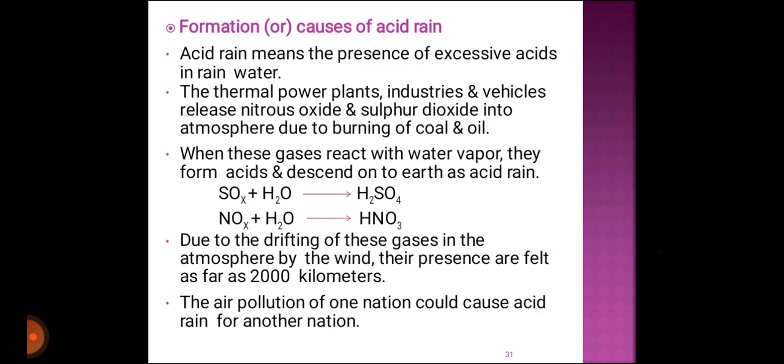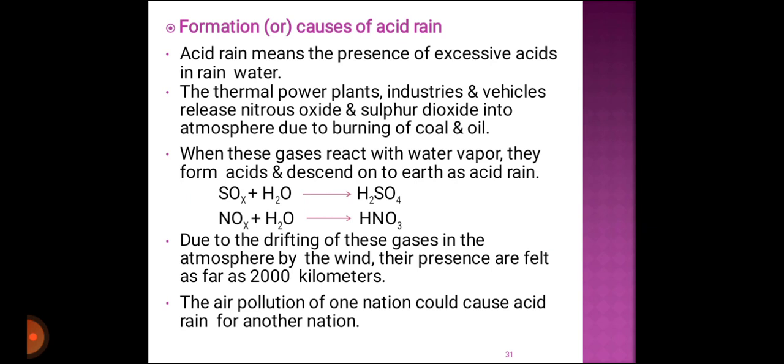For example, SOx reacts with H2O to form H2SO4. Likewise, NOx, that means nitrogen oxide gases, react with water vapor to form nitric acid. Due to the drifting of these gases in the atmosphere by the wind, their presence is felt as far as 2000 kilometers. So the air pollution of one nation could cause acid rain for another nation.